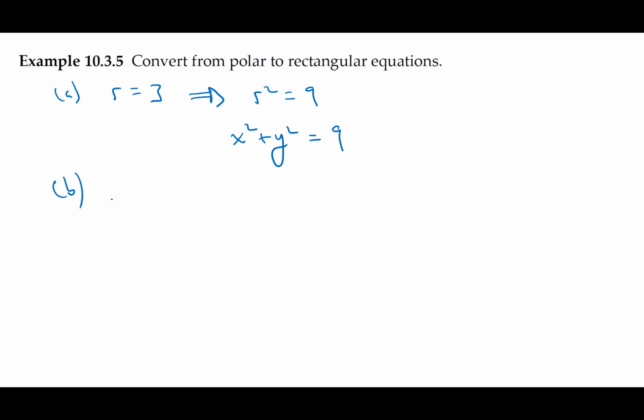All right, and then the last one, r equals 3 cosine theta. So I want to be careful here because I don't have any r squareds. I also don't have an r cosine, because if I had an r cosine, I know that would be x. So what I can do is multiply both sides by r. Nothing wrong with that. It's perfectly legal. And then when I do that, I get x squared plus y squared equals 3x. And there we have it.